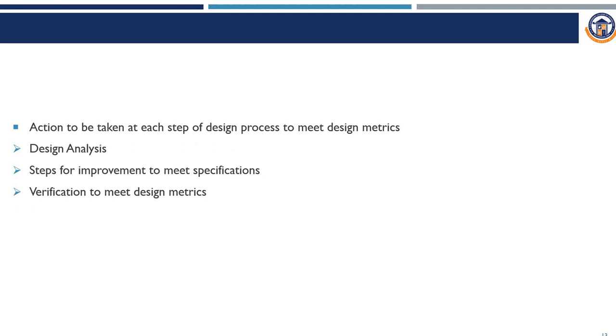Actions to be taken at each step of design process to meet the requirements are design analysis, steps for improvement to meet the specification, verification to meet the design metrics. So far we have seen the concepts of design process that must be known by each embedded system designer, as well as design process steps in the software design process steps.